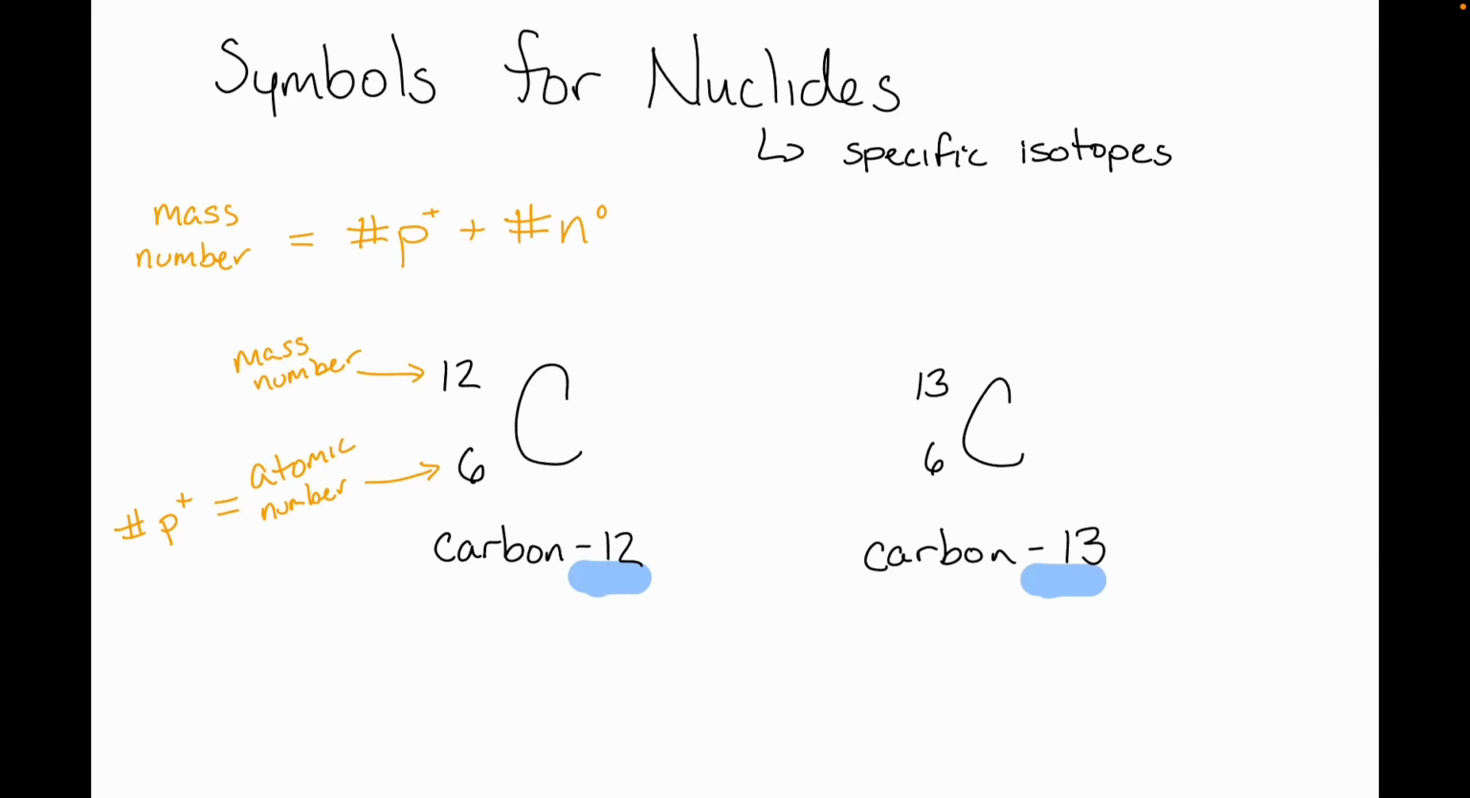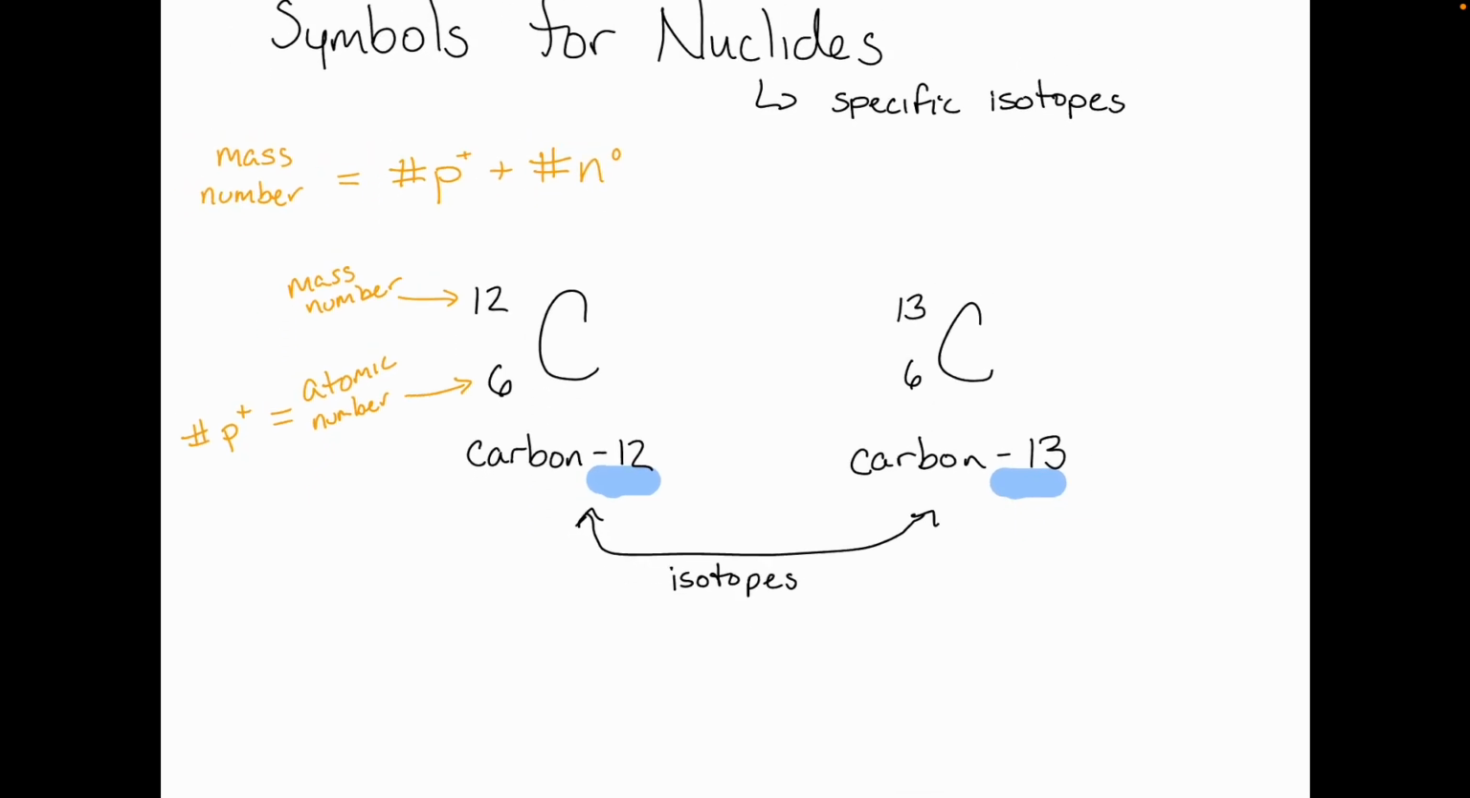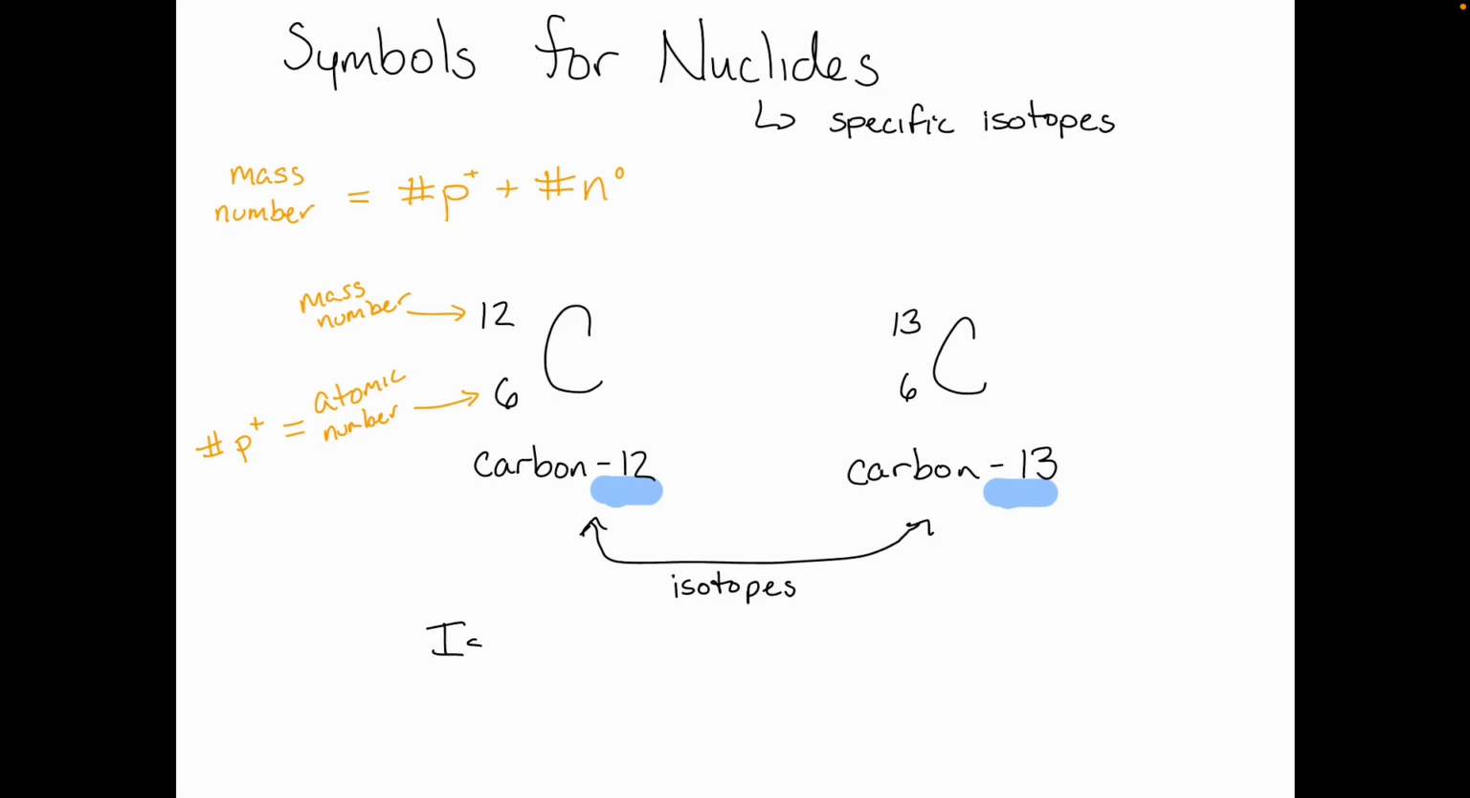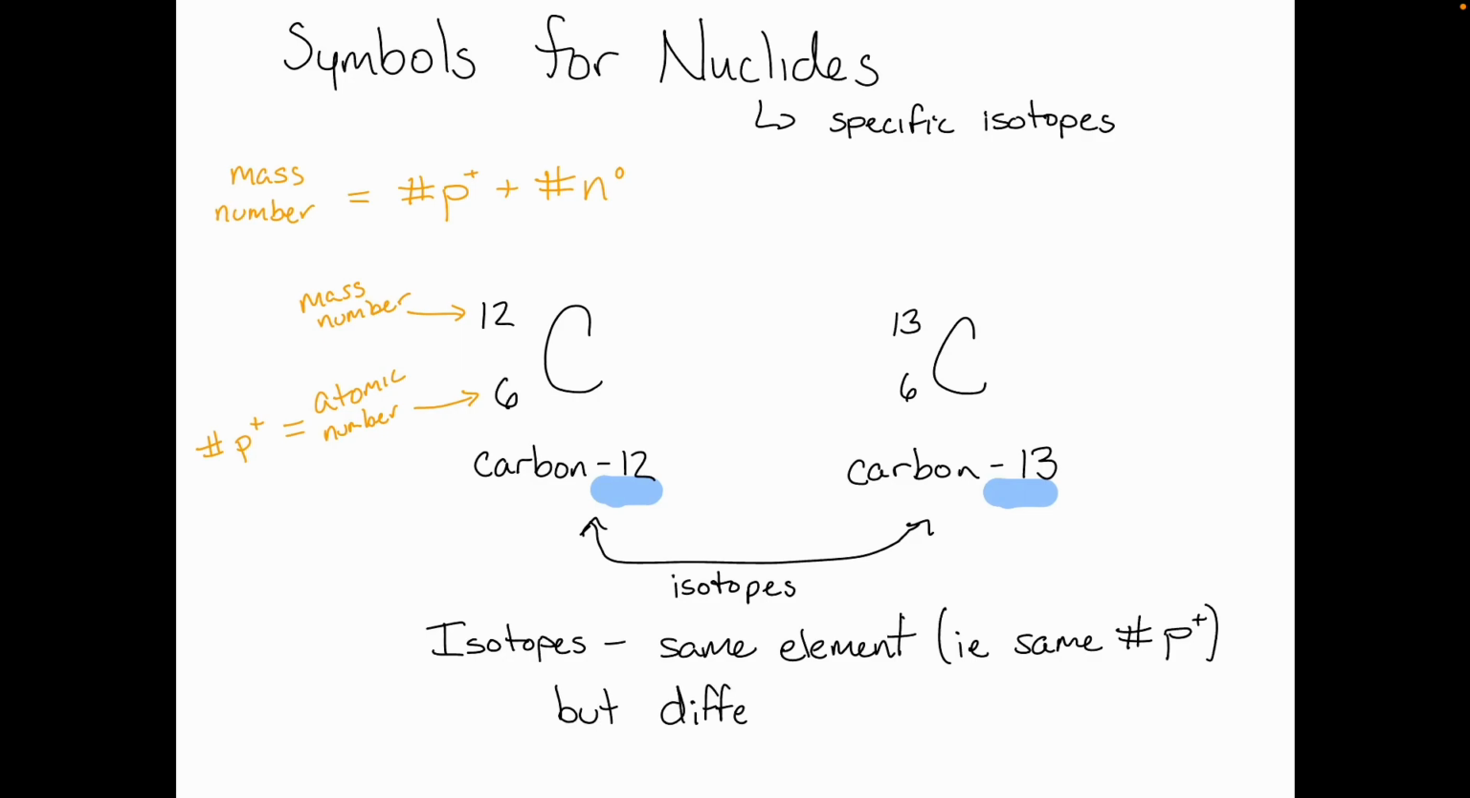This is what we would call a pair of isotopes. Isotopes: same element, i.e. same number of protons, but a different number of neutrons. It's one fancy N.